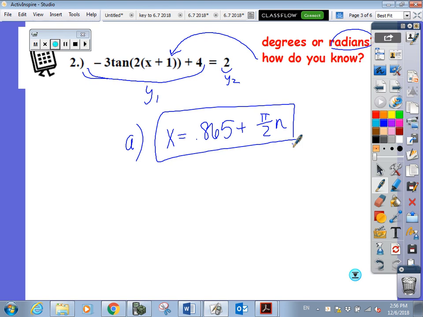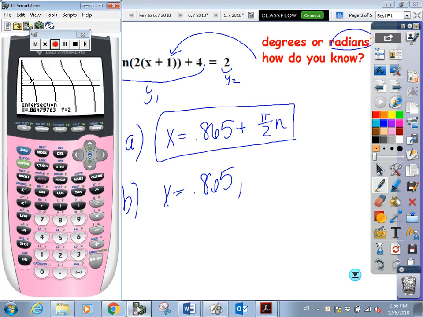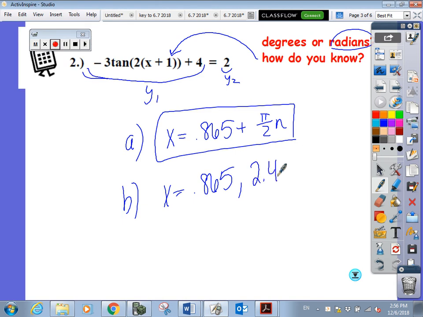Because I knew what the question asked, that's why I did that first one first, because I know 0.865 is one number between 0 and 2 pi. And then I just keep doing that. Second trace 5, scoot over to the next one, enter, enter, enter. Well, there's our next answer, 2.436.